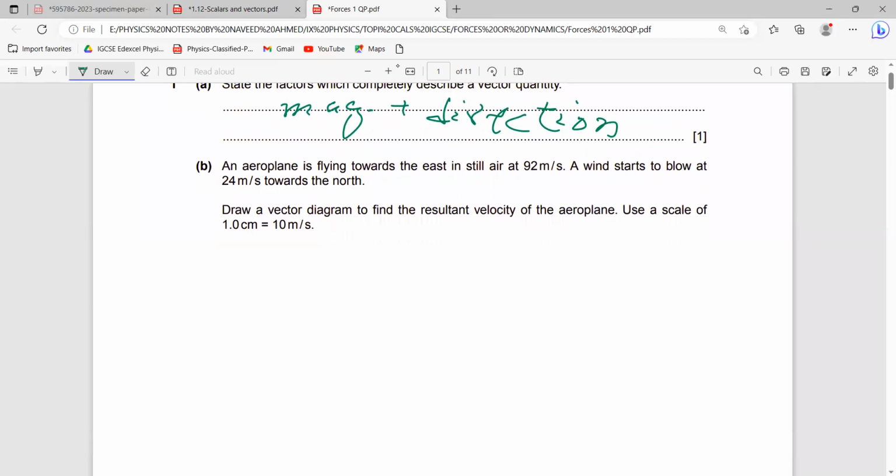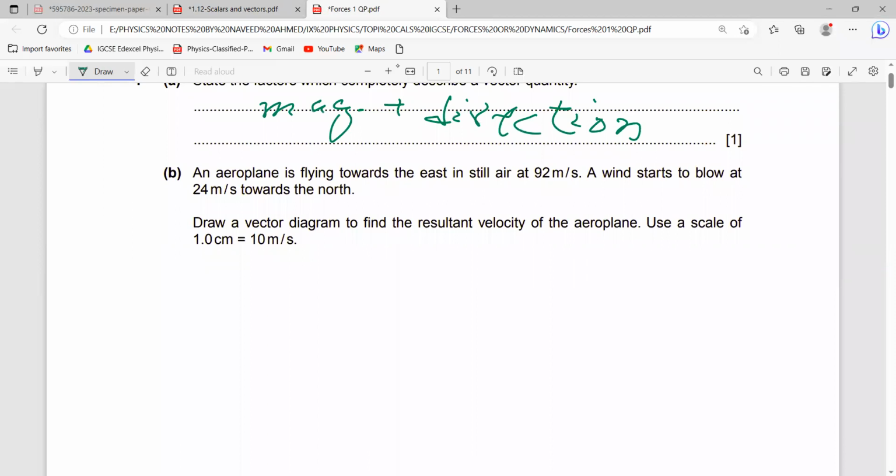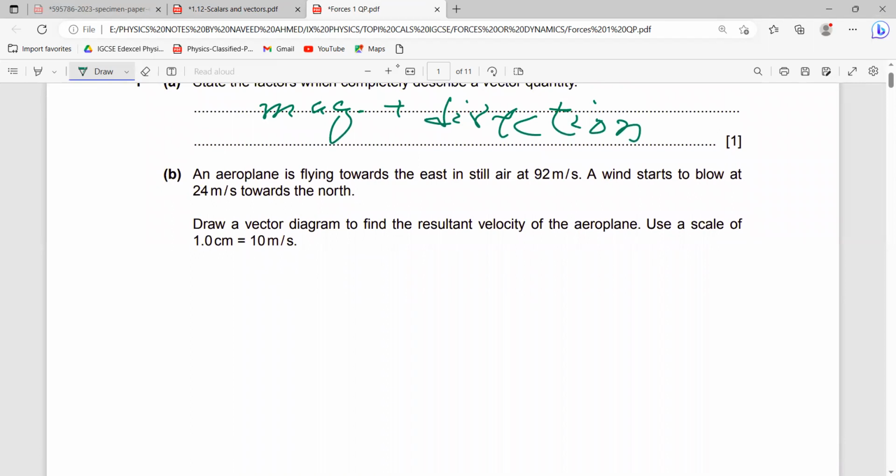Okay. In the second part, we will see an aeroplane is flying towards the east in still air at 92 meters per second. A wind starts to blow at 24 meters per second towards the north. Okay, guys, in this first you have to see that you have to draw a rough diagram. We draw a rough diagram where the aeroplane is flying towards east with this velocity and then moves to the north with this velocity.